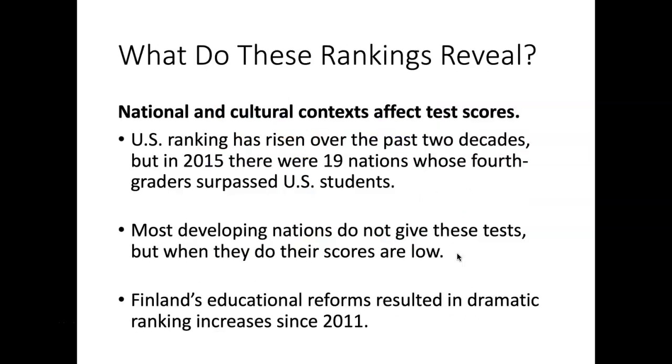So these rankings reveal a few different things. The national and cultural context affect test scores. First, the U.S. ranking has risen over the past 2 decades, but in 2015 there were still 19 nations whose fourth graders surpassed U.S. students. So while our test scores were going up, there were 19 nations who were still doing better than we were. Most developing nations do not give these tests, but when they do, their scores are low. So nations that are not considered industrialized, those developing nations, typically have lower scores. Finland's educational reforms resulted in dramatic ranking increases since 2011.